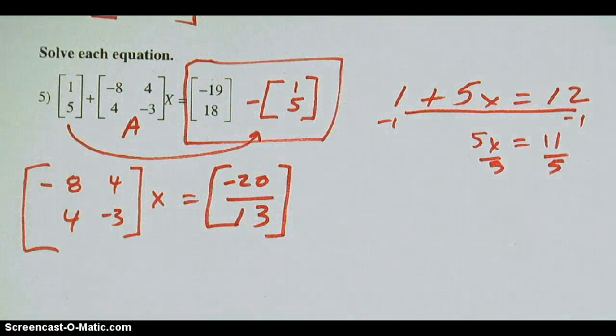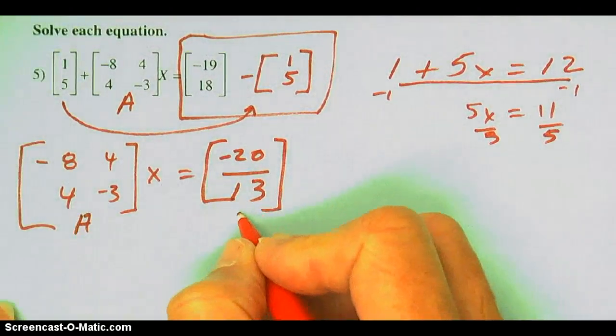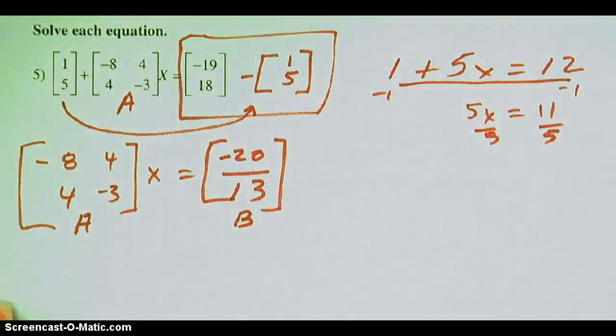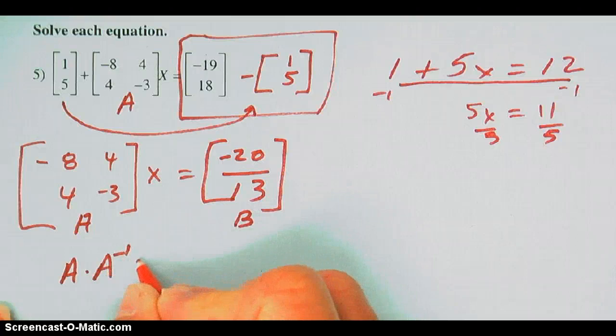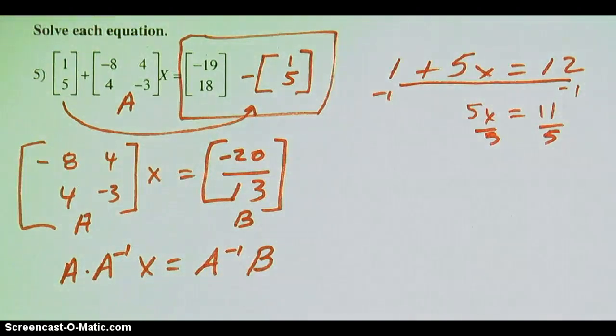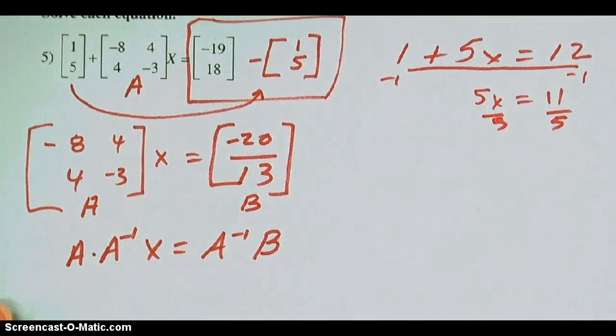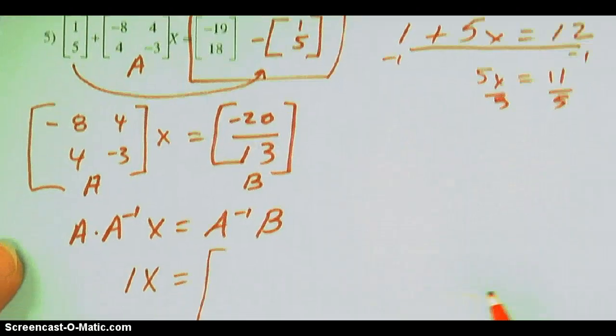Now this should look just like options 1, 2, 3, and 4. So what will I do? I want to solve for x. So I'll put this A into the calculator. I'll put B into the calculator. To solve for x, I'm going to multiply both sides by A inverse. Again, mathematically, why does that work? Because A inverse times A is 1x, and that's what we're trying to solve for.